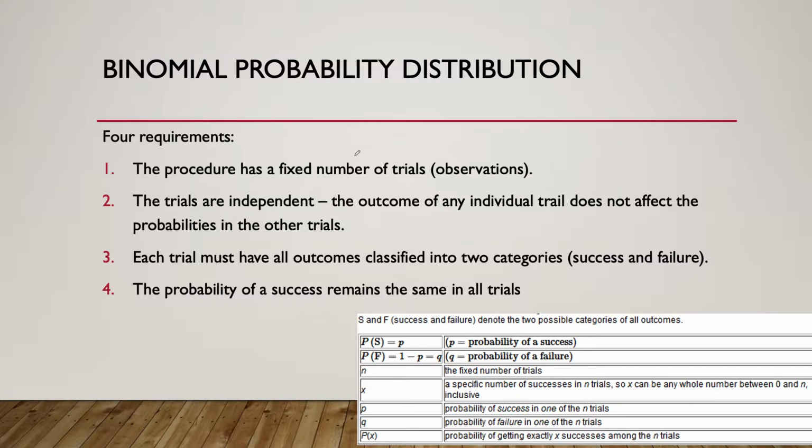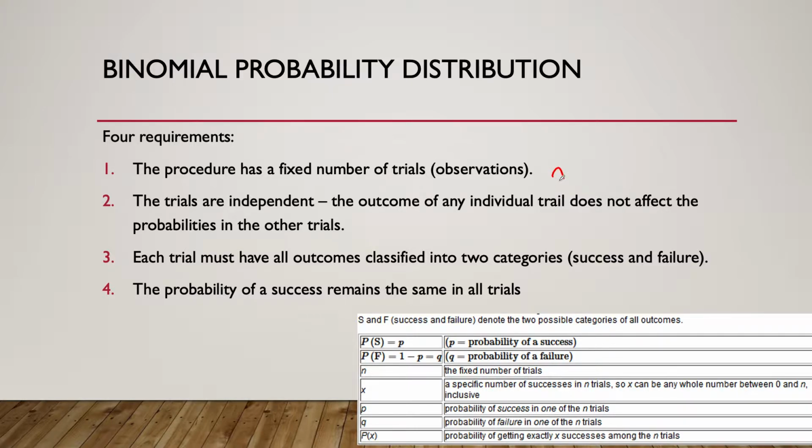This being the procedure has a fixed number of trials or observations, and the number of trials is denoted with a lowercase n. The trials are independent, where the outcome of any individual trial does not affect the probabilities in the other trials. Just like what we looked at before when it comes to independence involving the probability of 2 events occurring at the same time.